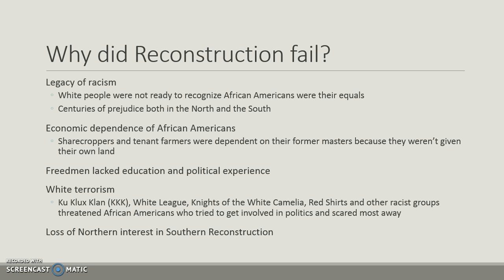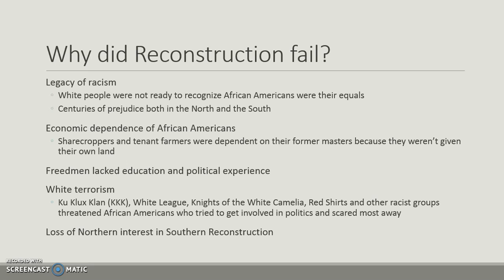The first one being the legacy of racism that exists in the South. So we know that slavery was not something new in the South at this point. It had been around for hundreds of years. In the colonies, the first slaves were sold in Jamestown in 1607, and there are reports that Spanish settlers had slaves in Florida as early as the late 1500s.